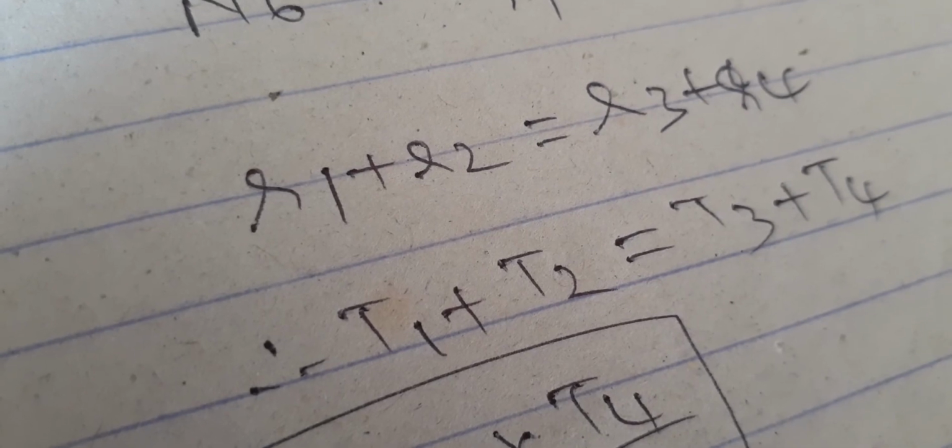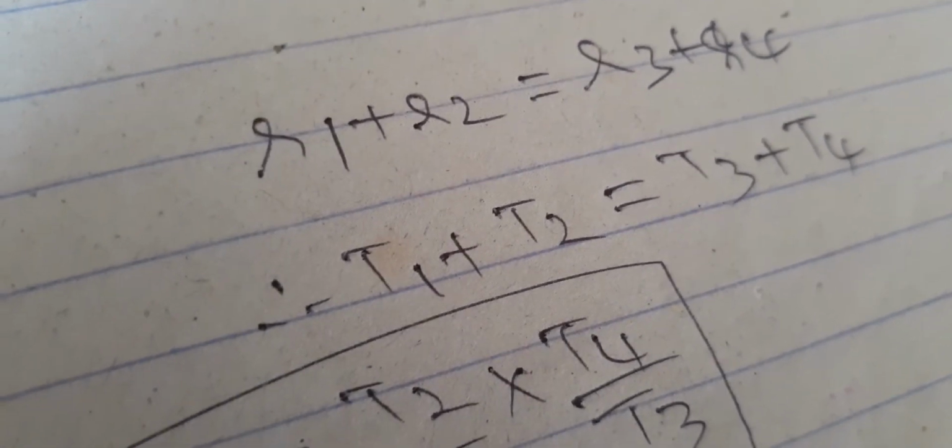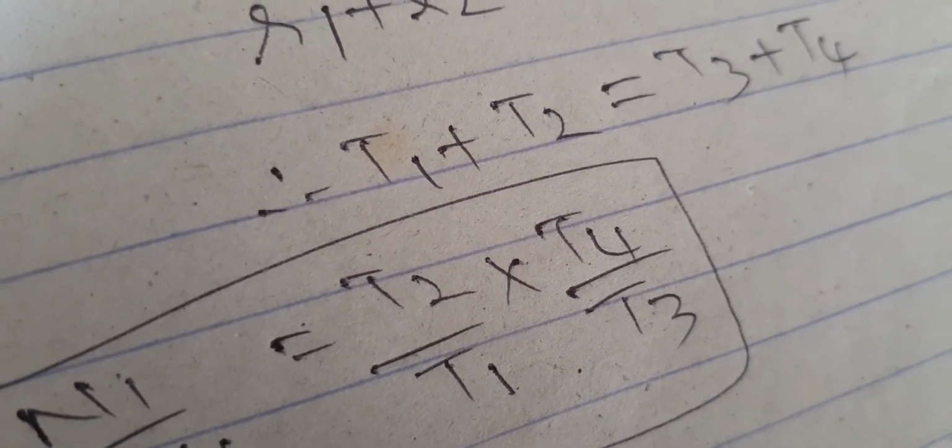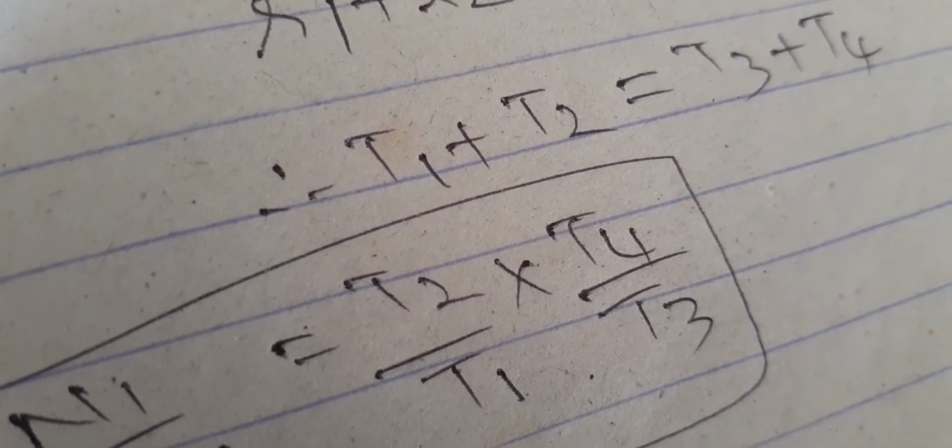So what will be the speed ratio here? This is the types of gear trains and introduction.